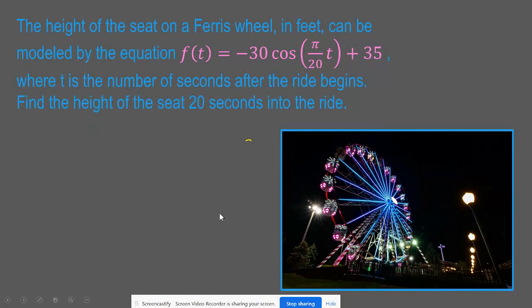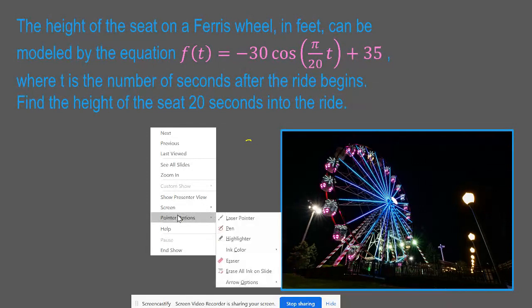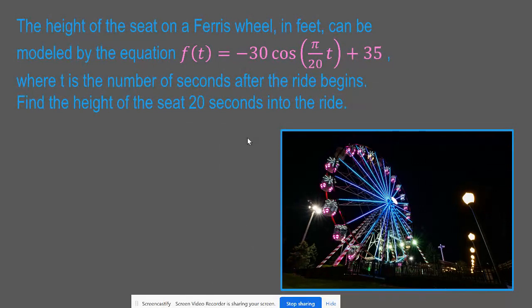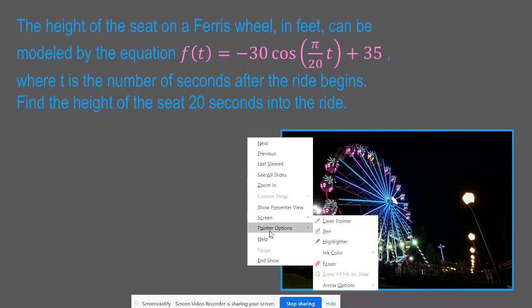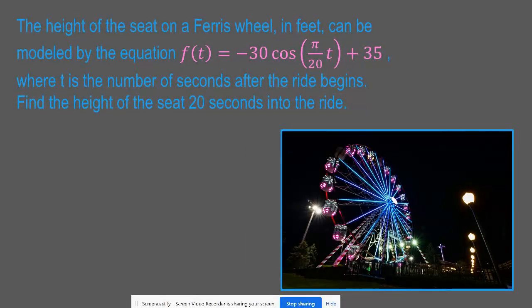Okay, next question with the Ferris wheel. The height again is modeled by this, and we found the maximum and minimum. But what we want to know is, at 20 seconds into the ride, 20 seconds after we start, how high will we be? So for our particular seat on the Ferris wheel, which is modeled by this function, how high will we be after 20 seconds? And so this doesn't ask us to find the amplitude, the period, the phase shift, the frequency, the maximum, the minimum.